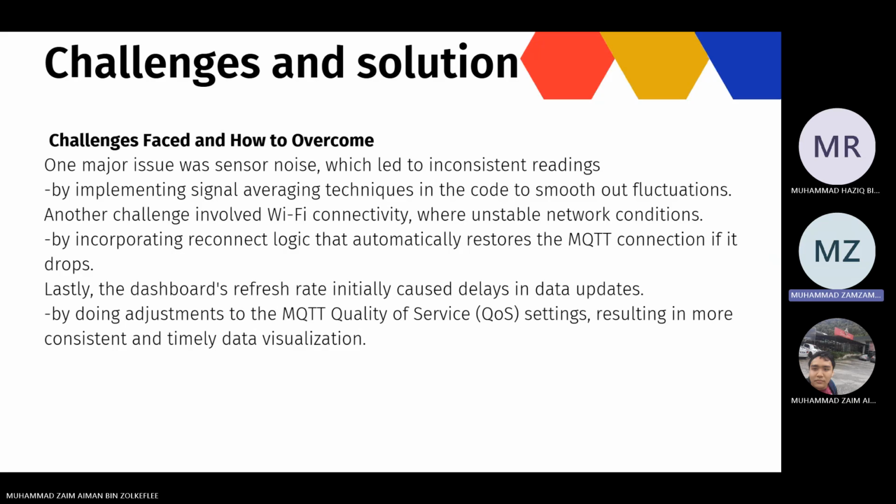The second challenge involved Wi-Fi connectivity, where there were unstable network conditions, which we overcame by incorporating reconnect logic that automatically restores the MQTT connection if it drops. And the last challenge is the dashboard refresh rate, which initially caused delays in the data updates. We overcame it by adjusting the MQTT quality of service (QoS) settings, resulting in more consistent and timely data visualization.